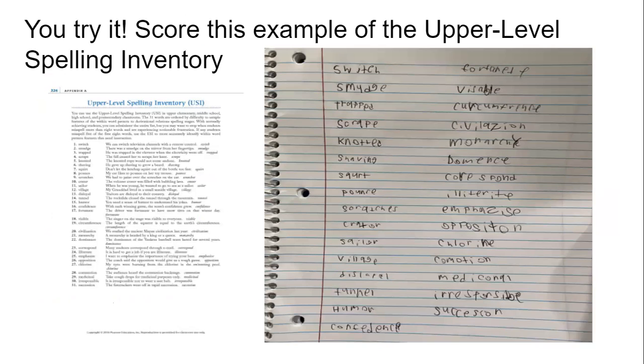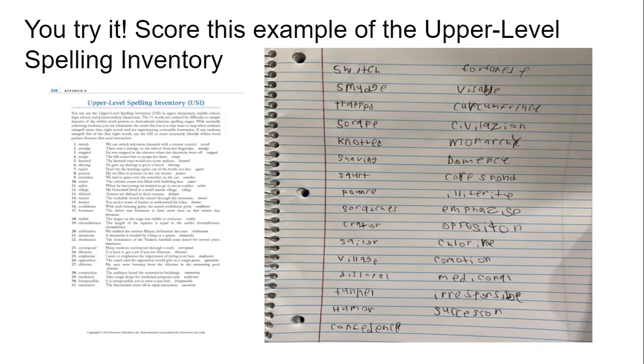Your activity will now be to practice everything that we just did, but now you'll do it on your own. The example that you just saw was for the primary spelling inventory. This example goes with the upper level spelling inventory. So the words are different, but everything is provided for you here to score it in the same way we just scored the primary one.